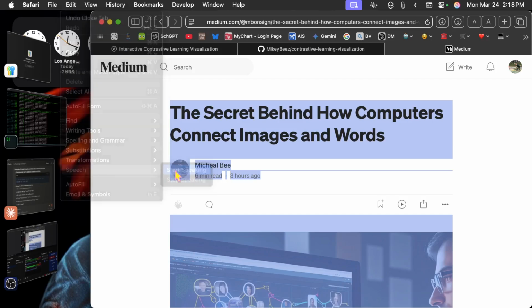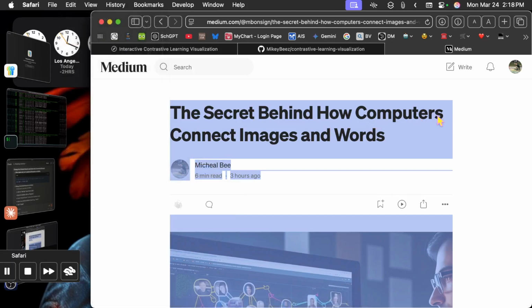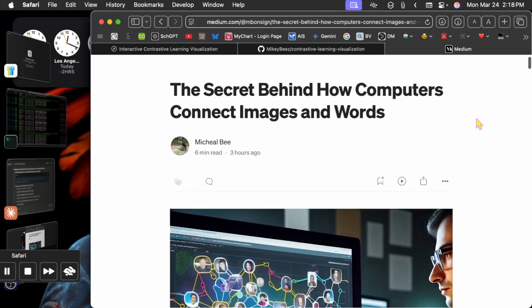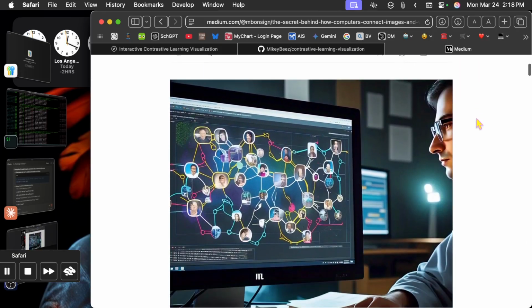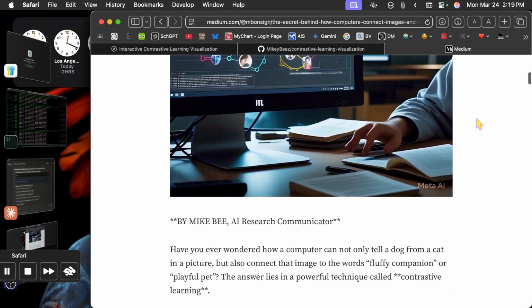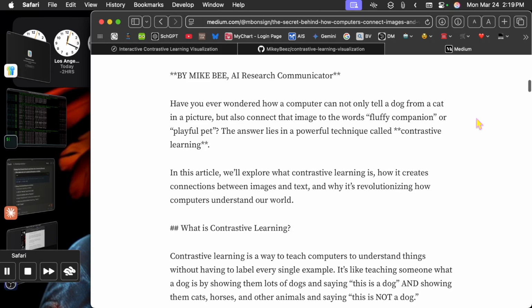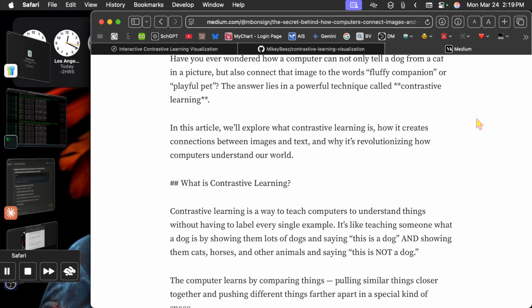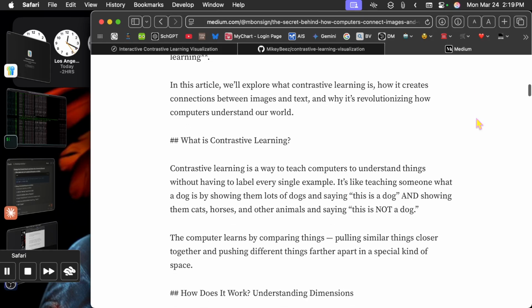And here we go. The Secret Behind How Computers Connect Images and Words, Michael B. 6 Minutes read, 3 hours ago, by Mike B., AI Research Communicator. Have you ever wondered how a computer can not only tell a dog from a cat in a picture, but also connect that image to the words fluffy companion or playful pet? The answer lies in a powerful technique called contrastive learning. In this article, we'll explore what contrastive learning is, how it creates connections between images and text, and why it's revolutionizing how computers understand our world.